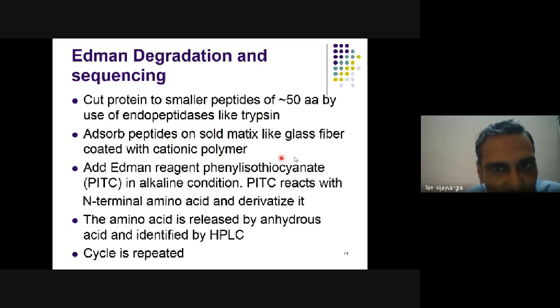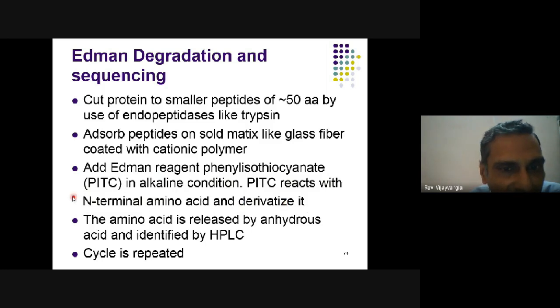Then these peptides are put onto a solid glass fiber matrix with a cationic polymer, so that because of the ion-ion electrostatic interactions, the peptides will be attached to the solid matrix. Then you add the Edman degradation reagent, which is phenyl isothiocyanate in alkaline condition. What it does is that PITC reacts with the N-terminal amino acid and derivatizes it.